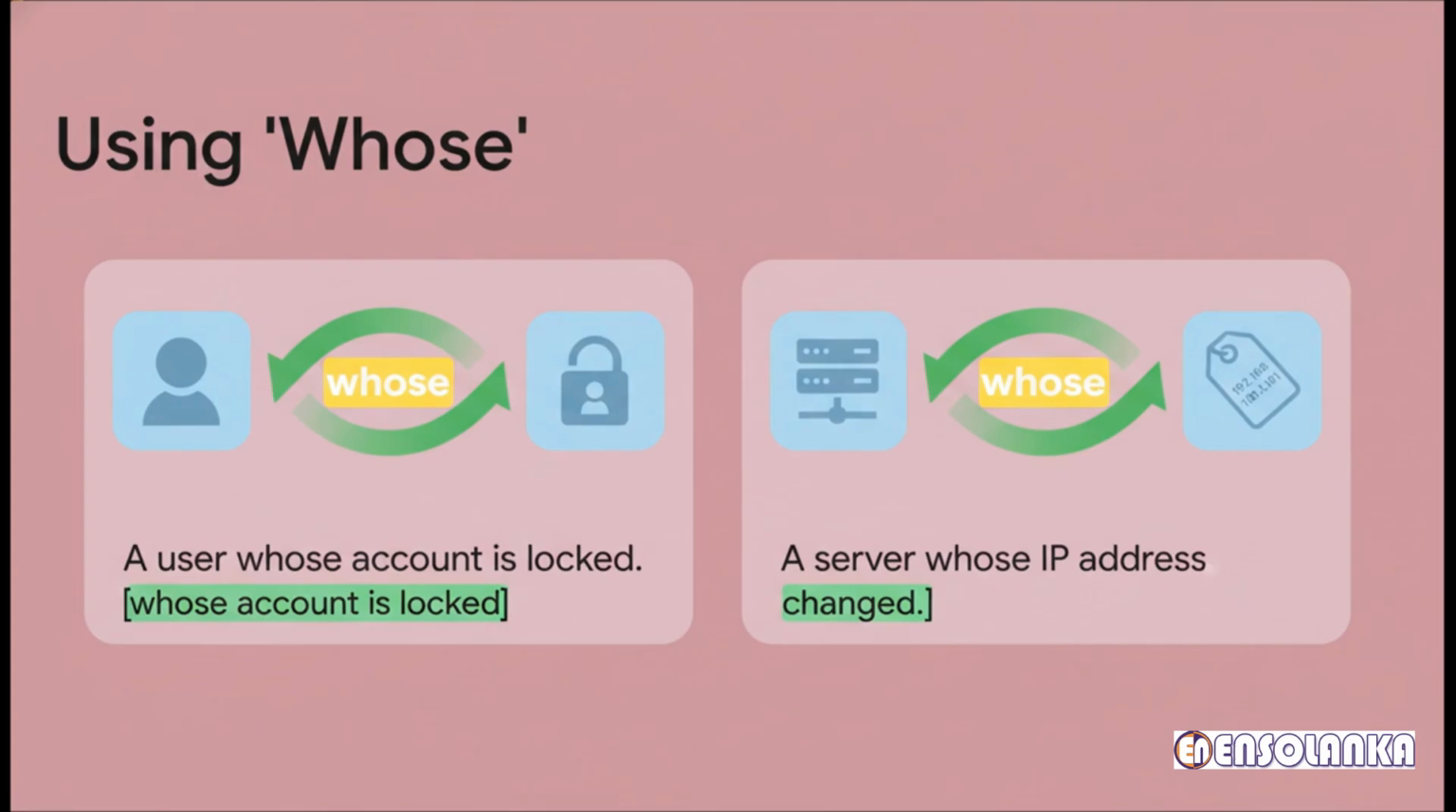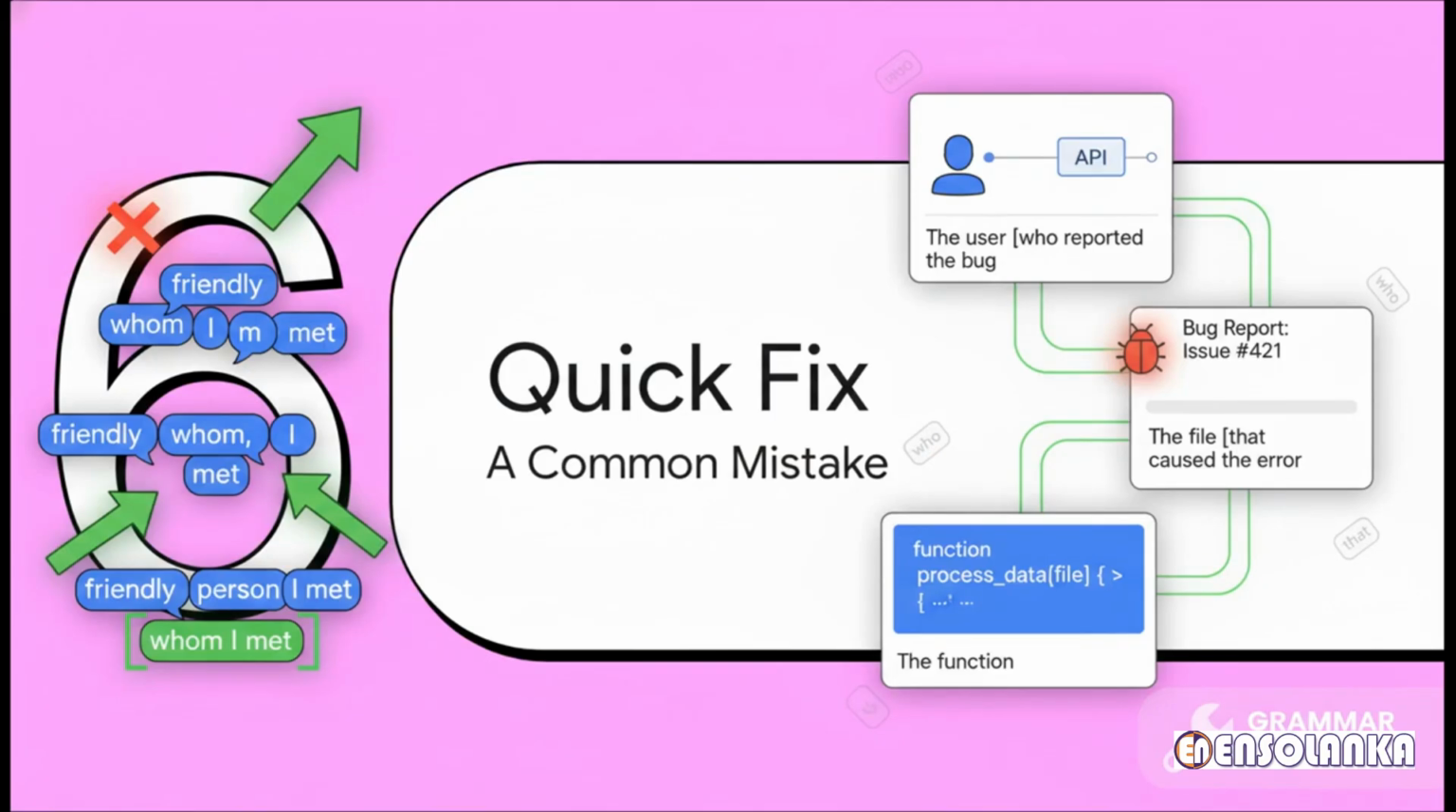And what's really great about it is that it works for both people and things. You can talk about a user whose account is locked just as easily as you can talk about a server whose IP address changed. This is incredibly useful, especially when you're troubleshooting. We are almost ready to wrap this up, but first, let's do a quick fire round and fix one of the most common mistakes I see, just to make sure your sentences are always perfectly structured.